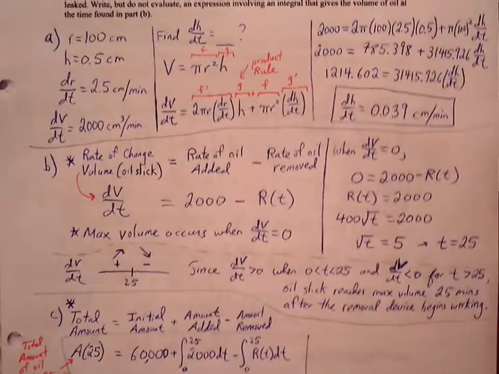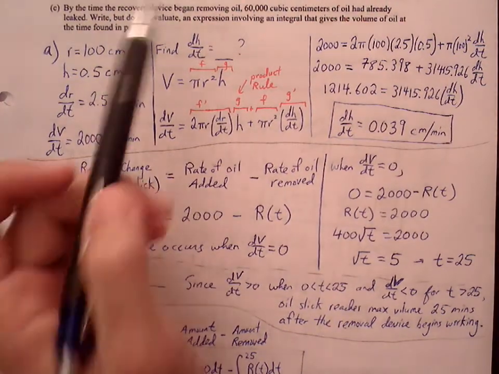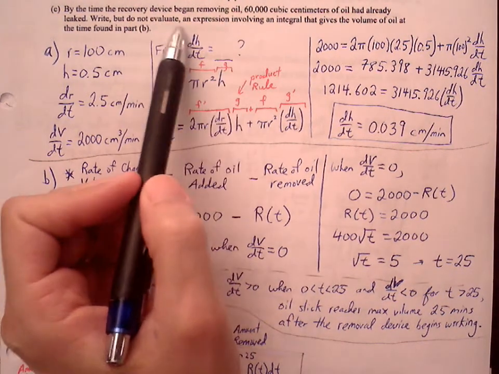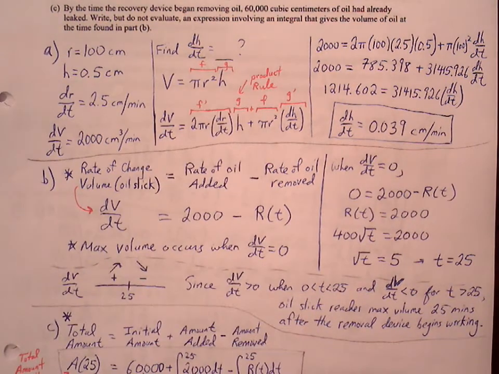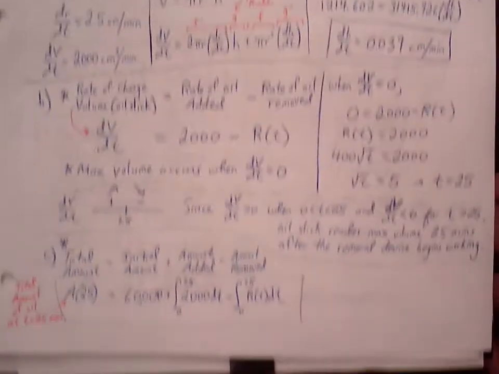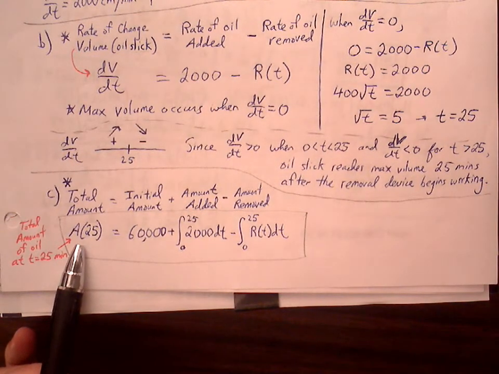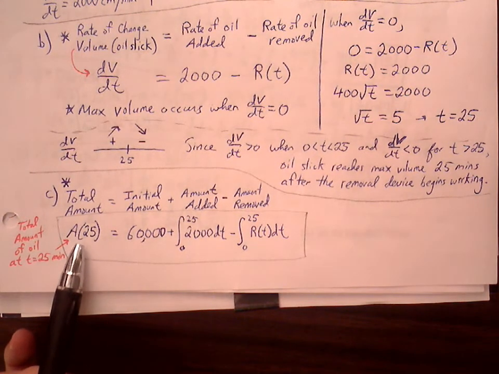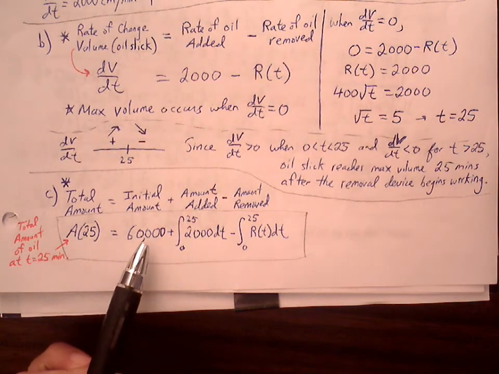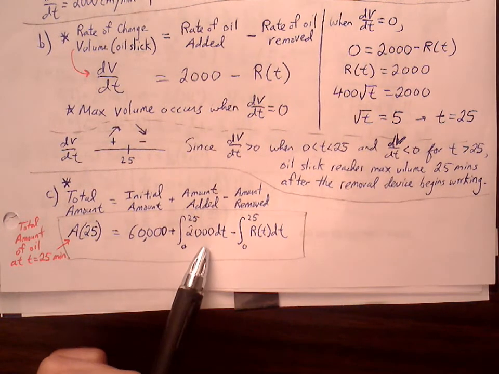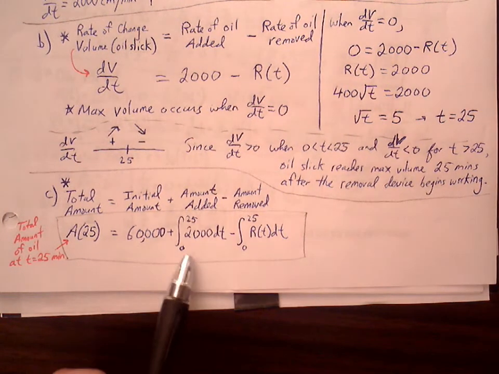Okay, part C. By the time the recovery device began removing oil, 60,000 cubic centimeters of oil had already leaked. Write but do not evaluate an expression involving an integral that gives the volume of oil at the time found in part B. So there are three things we have to keep track of if we want to discover an expression for the total amount of oil for that oil slick. The total amount is going to depend on how much is there at the beginning, which we're told is 60,000, and how much oil has been added because of the leak from the pipeline.